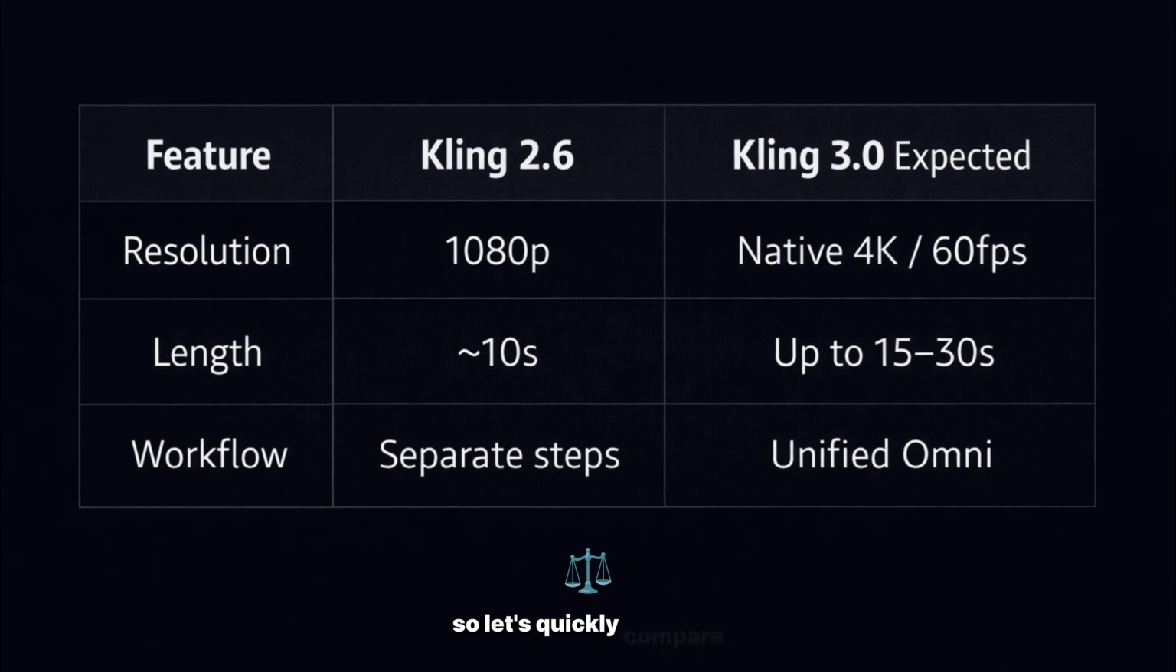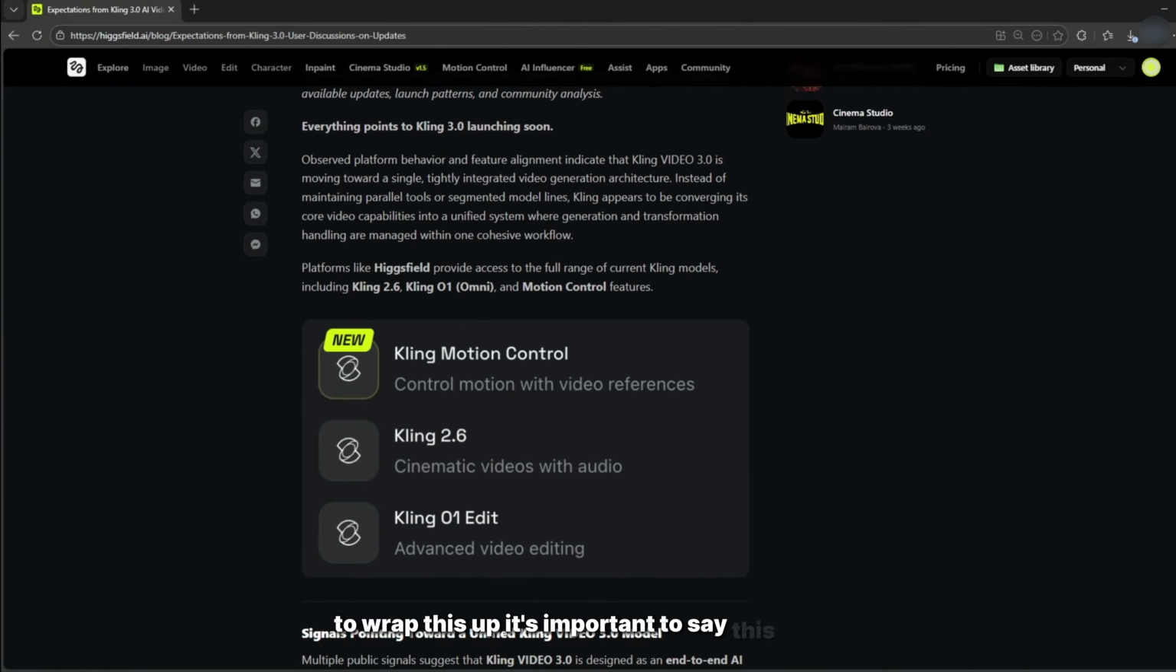So let's quickly compare. Kling 2.6, up to about 10 seconds, 1080p output, strong visual realism, weaker consistency in complex scenes, best suited for short experiments and demos. Kling 3.0 is expected to bring longer and stabler clips, higher resolution output, better continuity, smarter workflows, and more production-ready results.